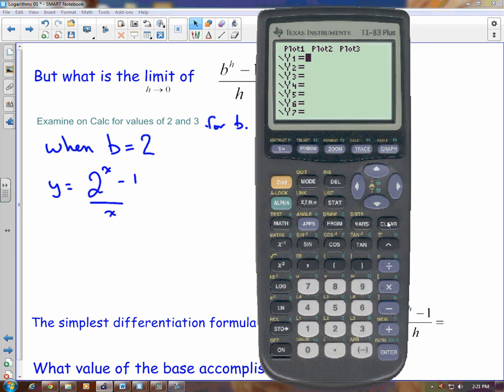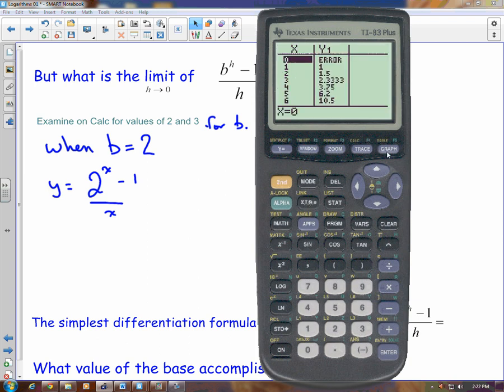So I want, in brackets, 2 to the power of x minus 1 all over x. Okay, so that should give us 2 to the power of x minus 1 all over x. And we're just really interested in the table, so let's see. What's our table setup? Starts at 0, goes by 1.